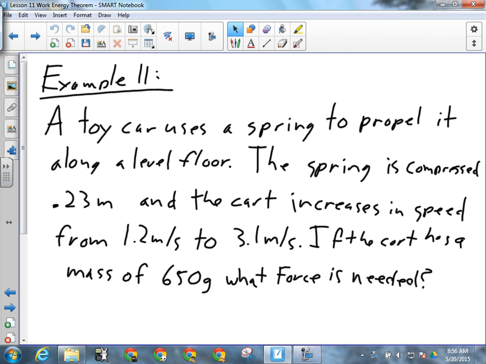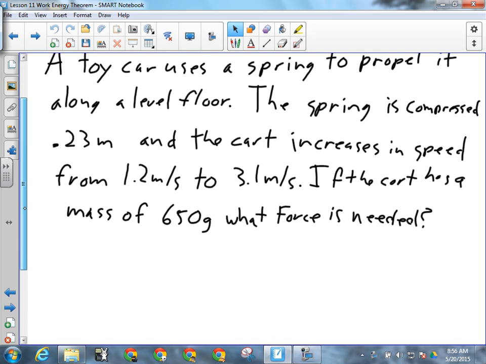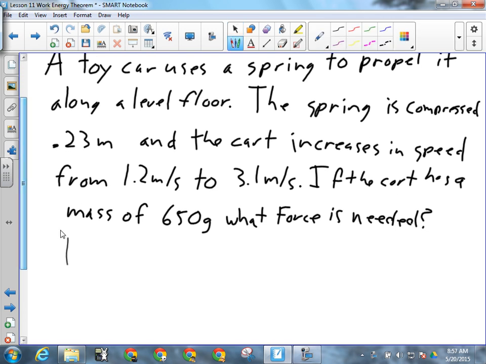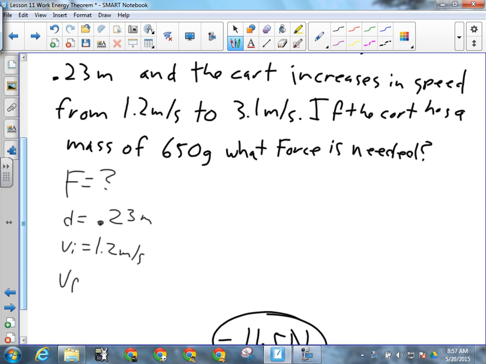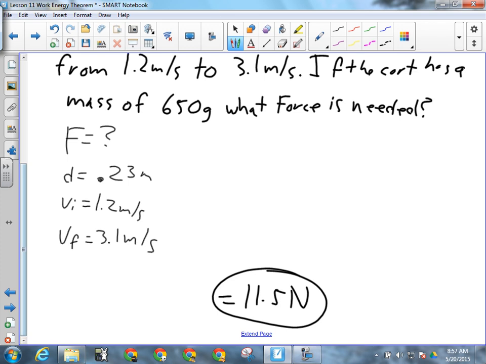All right, so if we've got a question like this, obviously we said we needed to do a few things. First off, we want to write down our givens. The givens for this question are that we know the distance over which the force was exerted, which is what we're looking for, so we can write the force as a question mark, but the distance was 0.23 meters, and the cart increases speed from 1.2 meters per second to 3.1 meters per second. And the mass of the car is 650 grams.